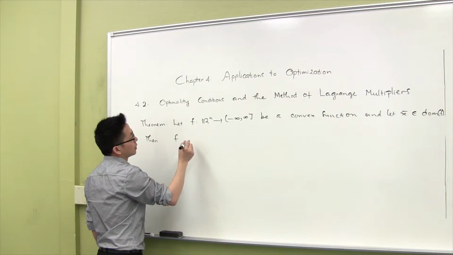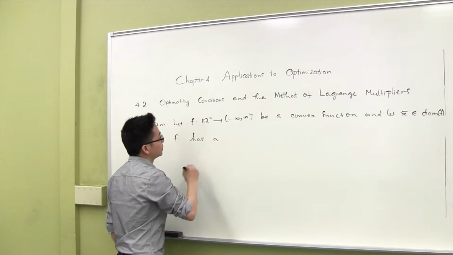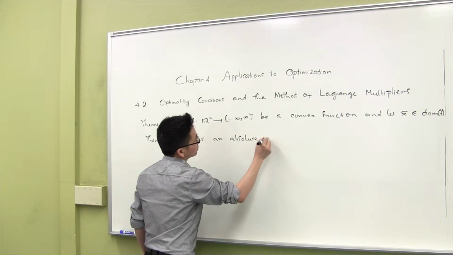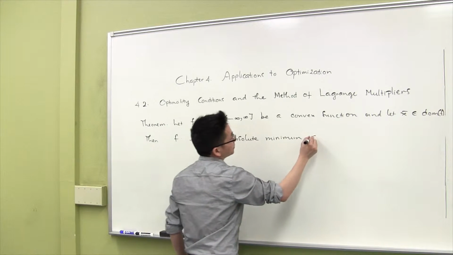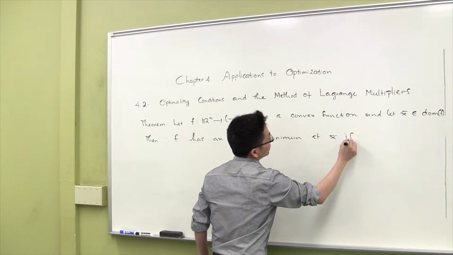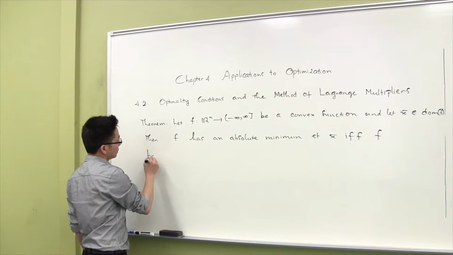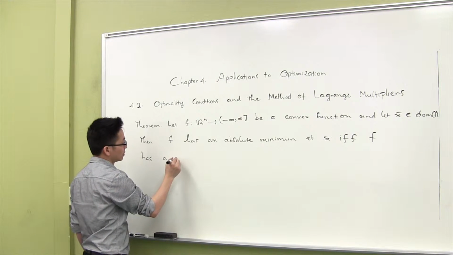f has an absolute minimum at x bar if and only if f has a local minimum at x bar.